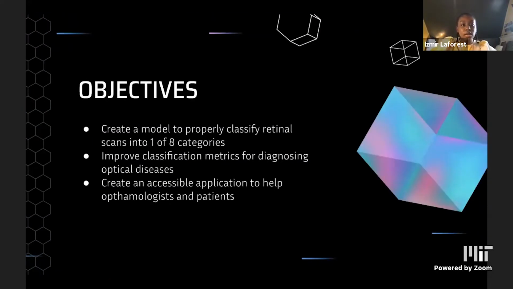So some objectives for our project were to create a model to properly classify retinal scans into one of 8 categories, to improve classification metrics for diagnosing optical diseases, and to create an accessible application to help ophthalmologists and patients.